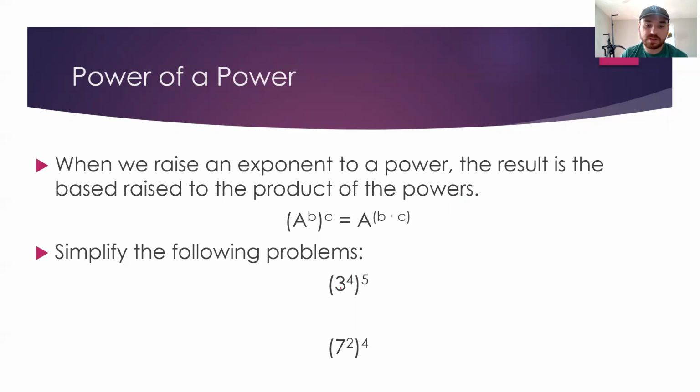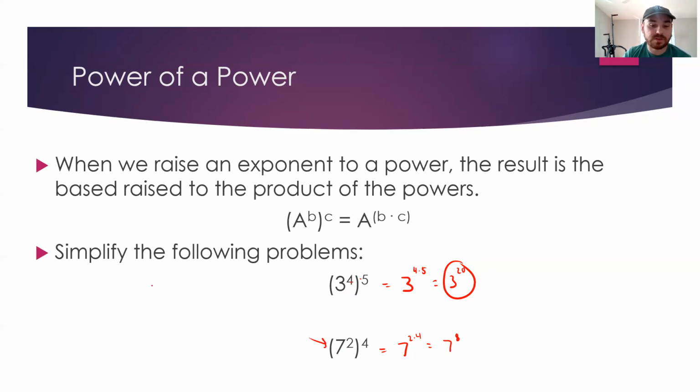So in this case, 3 to the 4th to the 5th power. All we have to do is go 3 to the 4 times 5, which is equal to 3 to the 20th. So pretty simple. All you're doing is multiplying the two powers together. And this is when you're raising the whole thing in parentheses to another power. So for 7 squared to the 4th, 7 to the 2 times 4, which is equal to 7 to the 8th. And we can break these down and show, or work them all out by hand too.